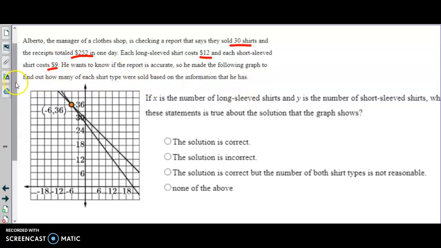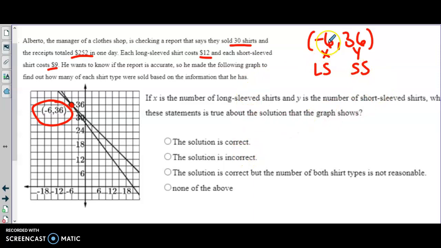So he made the following graph to find out how many of each shirt type were sold based on the information he has. If X is the number of long sleeve shirts and Y is the number of short sleeve shirts, which of these statements is true about the solution that the graph shows? Okay, so let's look at the solution that the graph shows. I'm going to write it over here. The solution says negative 6, 36. It says that X is the long sleeve and that Y is the short sleeve.